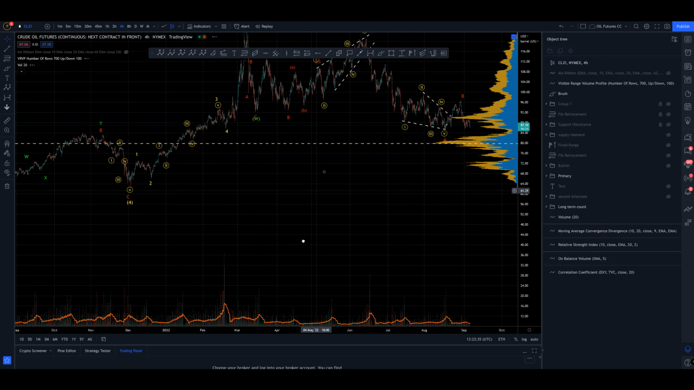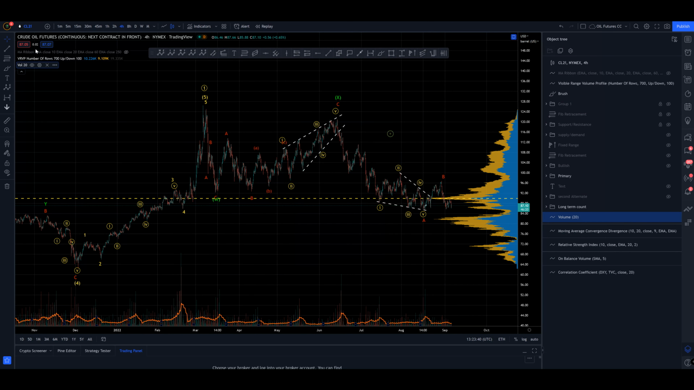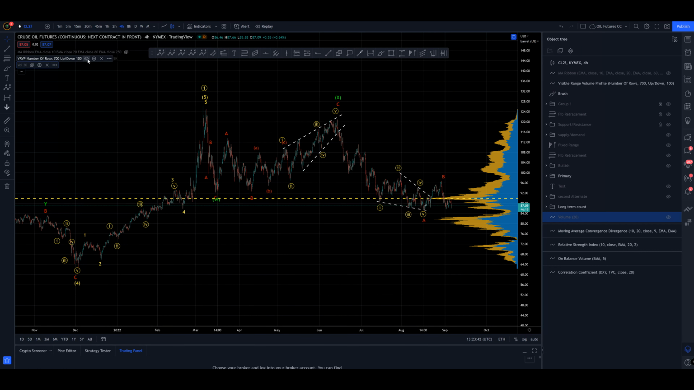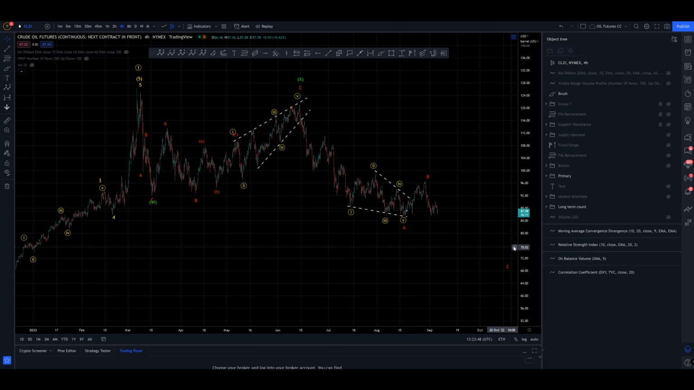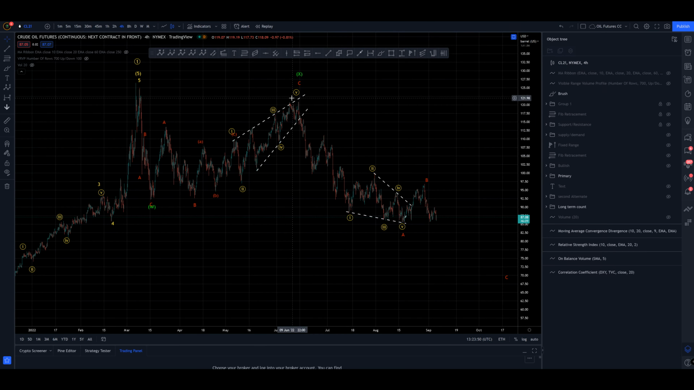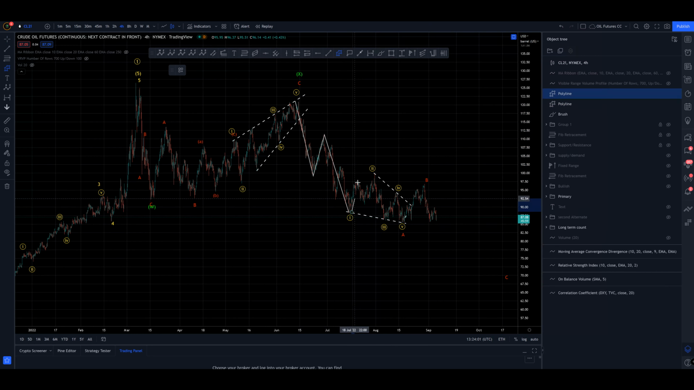So I'm not 100% happy with how this looks, to be absolutely honest with you. I'm looking at this is okay and this is okay. This, however, a little sketchy. Let me explain why. This move from the high looks to me like 5 down, 3 up and 5 down again. It looks like a zigzag. From there we go into a zigzag, into a zigzag, into a zigzag, into a zigzag.